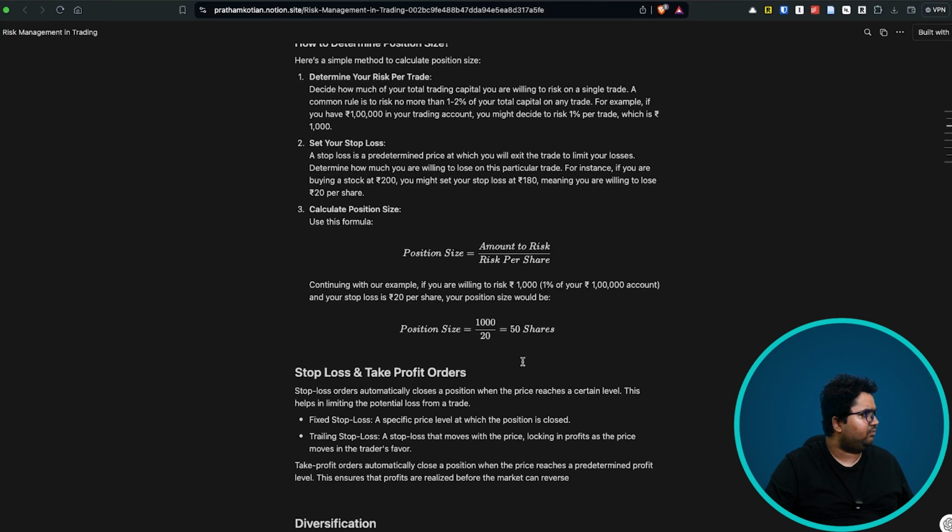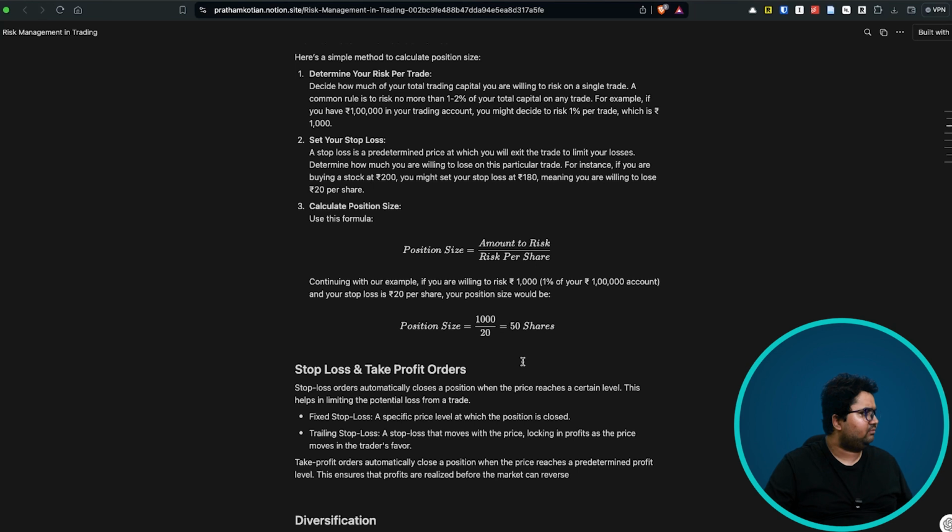All right, let's hop on to what a stop loss and a take profit order are. Stop losses are essentially as simple as they sound. Let's say you purchase something at 1,000 rupees, and you want to say that at a 1% loss, which is 10 rupees, it should trigger.